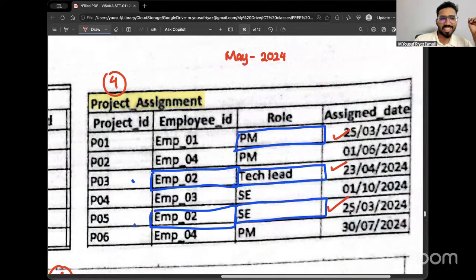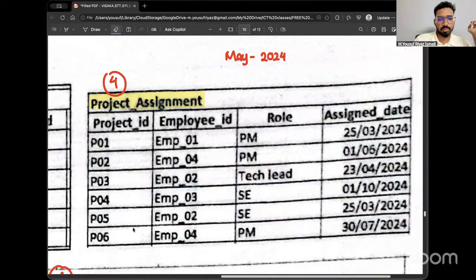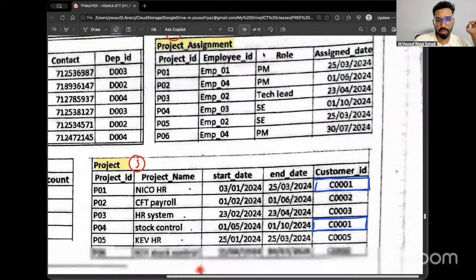You don't have to come for this table, man. This is not talking about the date the project was started. This is talking about the date an employee was assigned for the project. Okay, so there's nothing you have to come and take here first. First of all, you have to come for the project table.